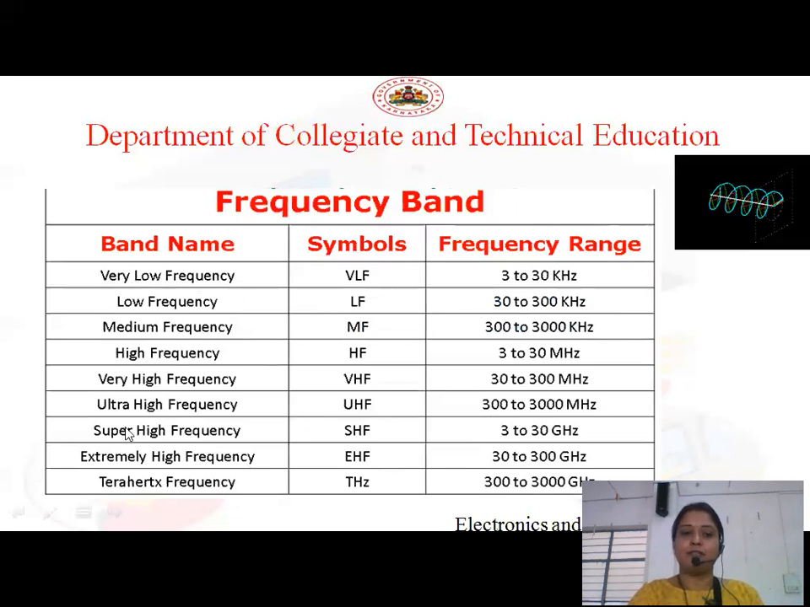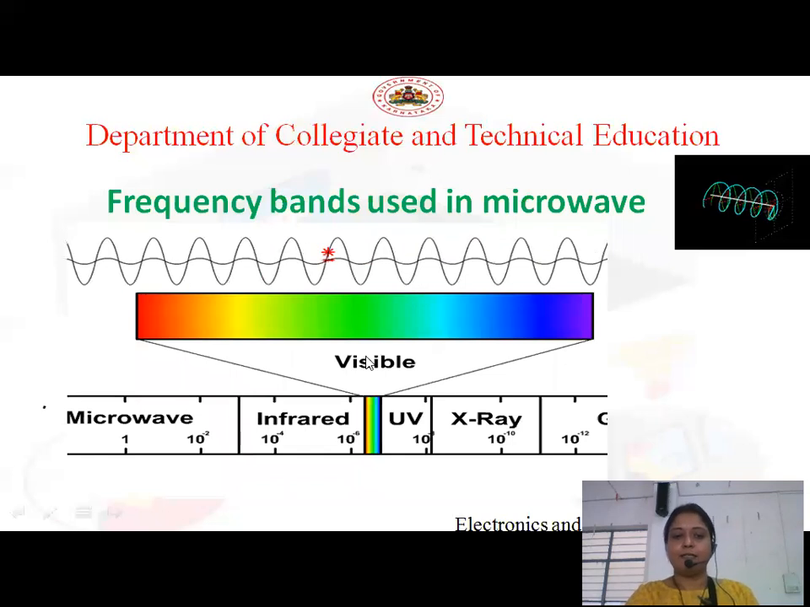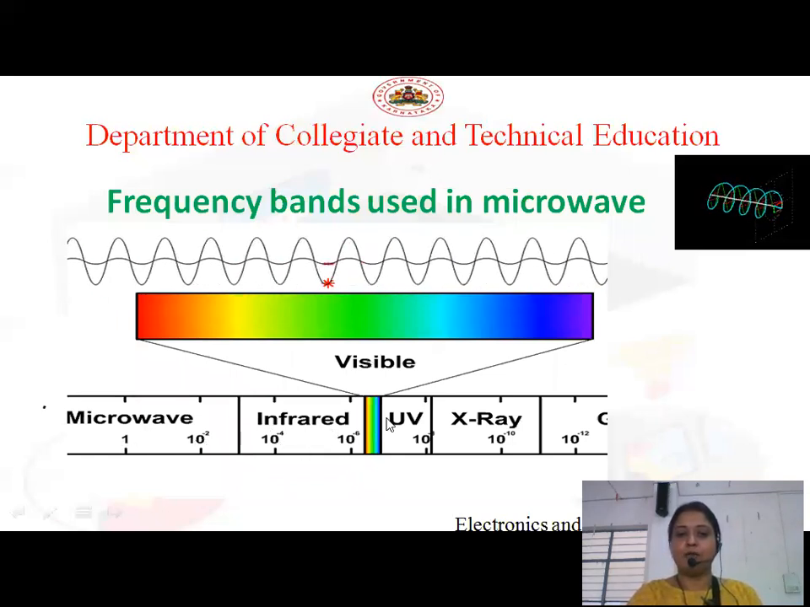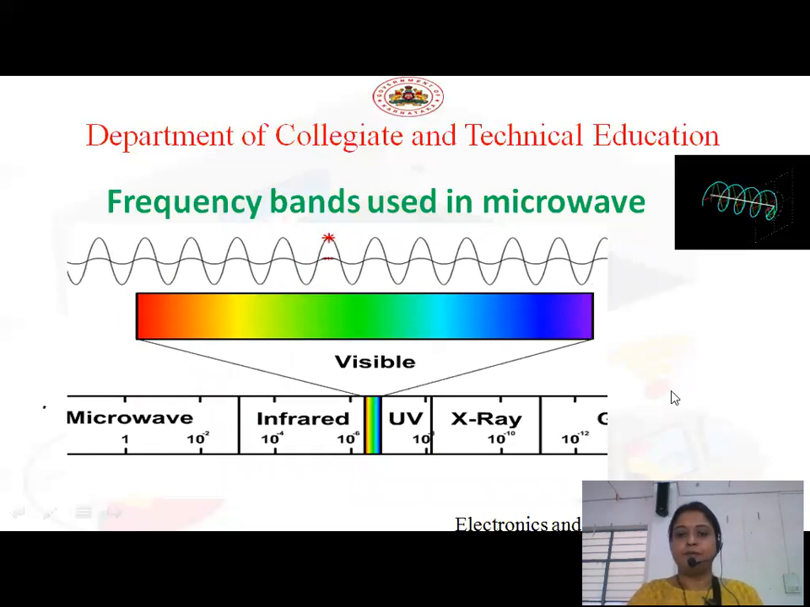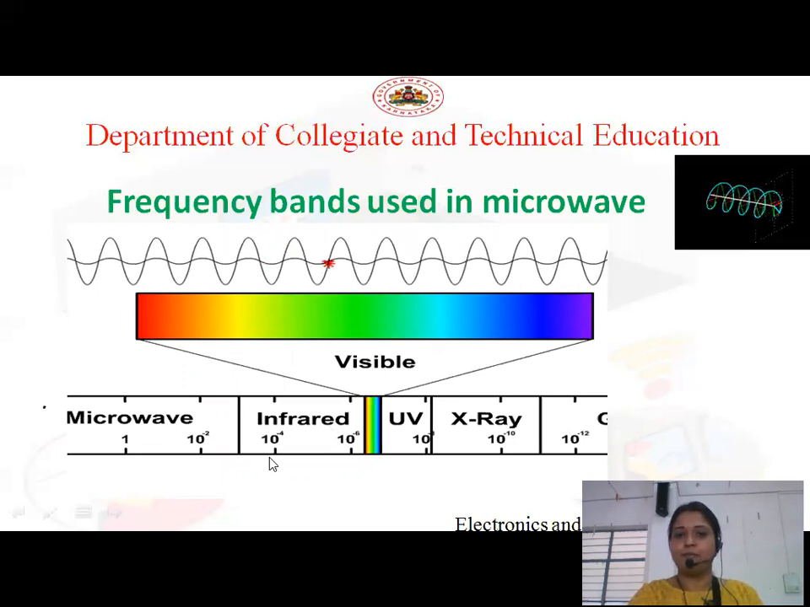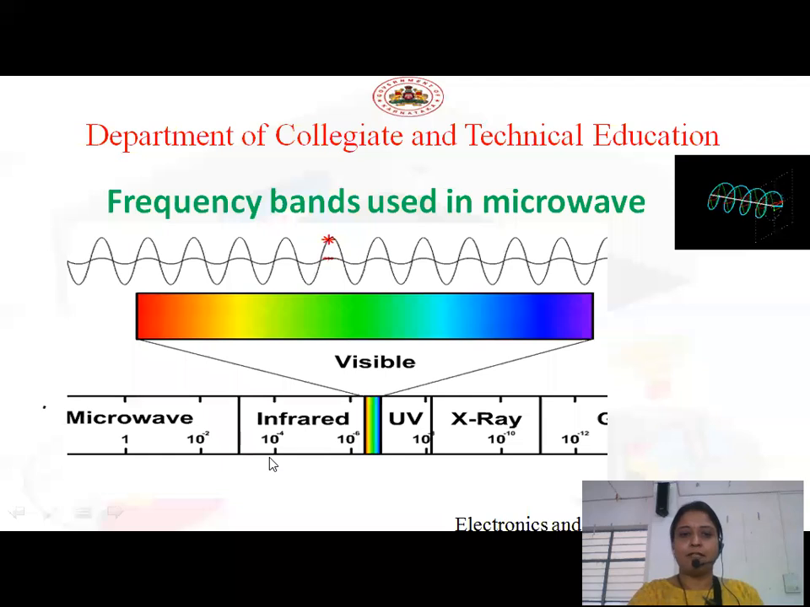Following this, there are the different frequency names: super high frequency, ultra high frequency, very high frequency, extremely high frequency, like that. Names are given, and here the symbols are there, and the frequency ranges are present here. Again, this is the microwave frequency range, and this is the infrared, UV, and X-ray. Now, why are we calling them microwaves?